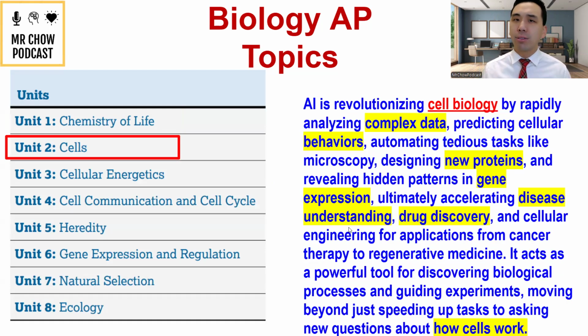As we look at cells, cell biology, how is AI impacting this field? By rapidly analyzing complex data, predicting cell behaviors, automating tedious tasks, designing new proteins, and revealing hidden patterns in gene expression, accelerating disease understanding, discovery, and looking at how cells work.